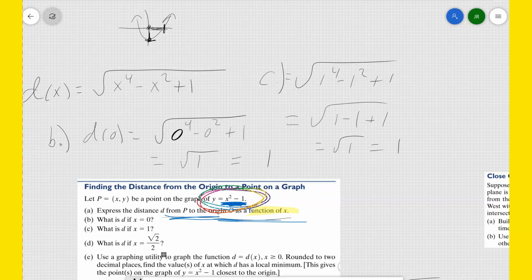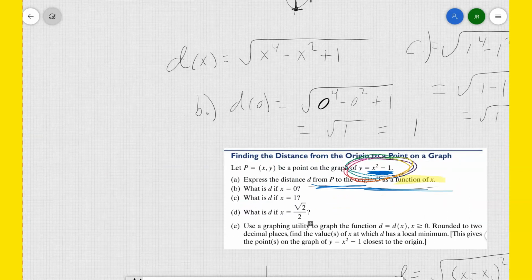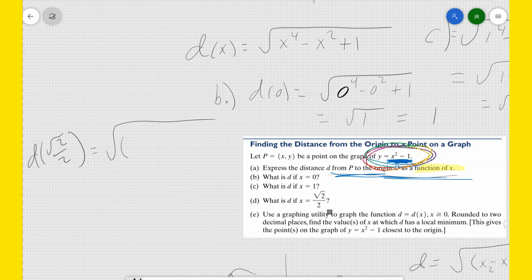All right. Part D. What if x is the square root of 2 over 2? Let me go over here and do that. D of the square root of 2 over 2 means I'm plugging the square root of 2 over 2 in for x. The square root of the square root of 2 over 2 to the 4th plus the square root of 2 over 2 squared plus 1.